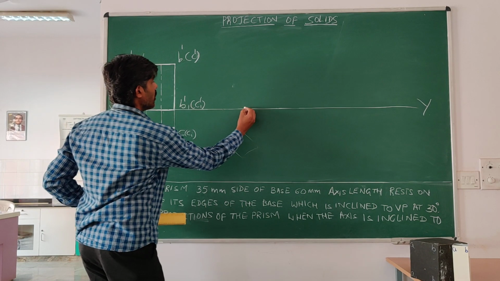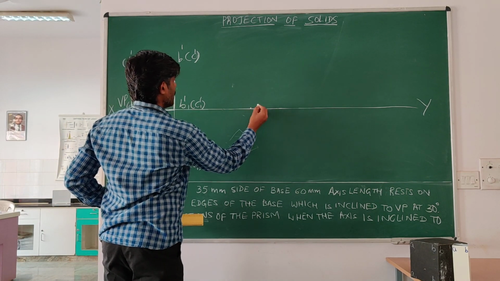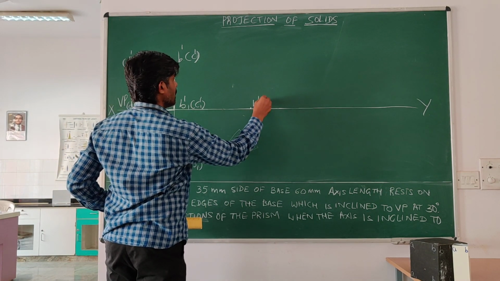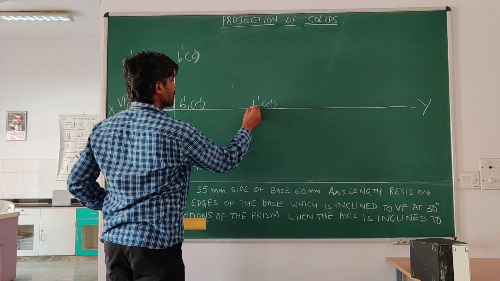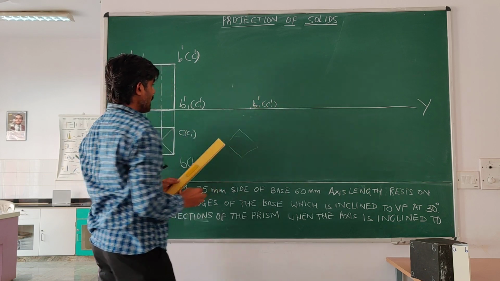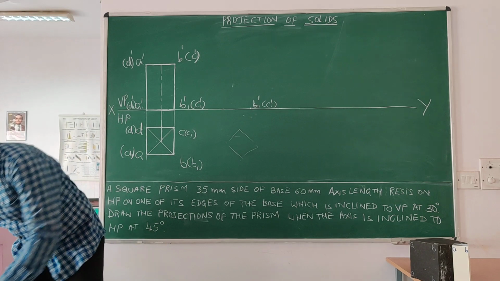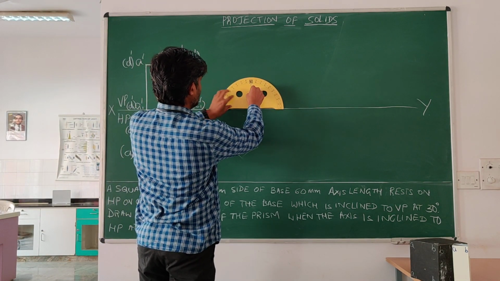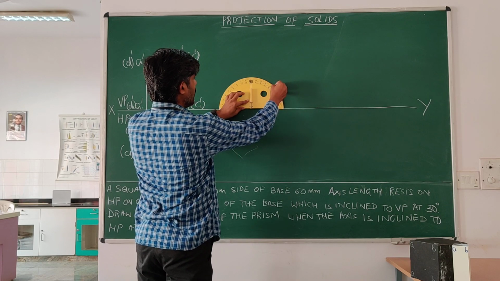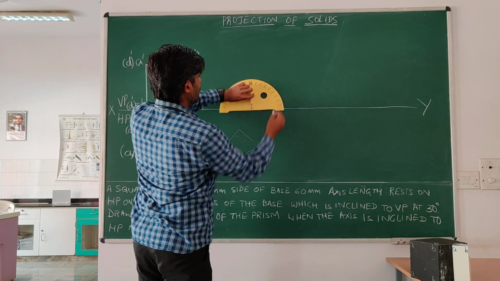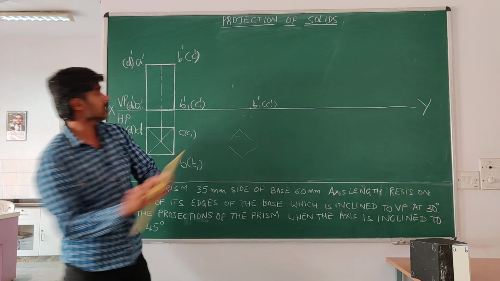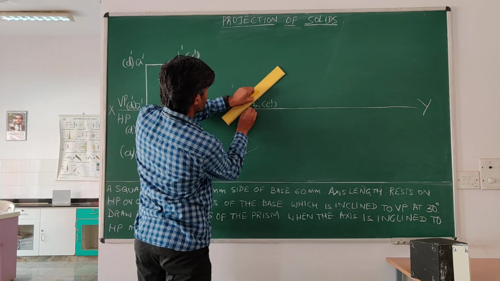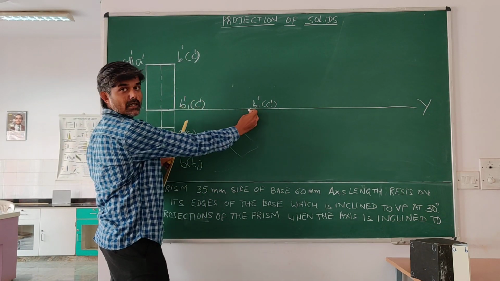So I will locate a point here, B1 dash, bracket C1 dash. This point I will be taking, and I will be measuring an angle of 45 degrees. This is the reference point. You can take any point here on the XY line.